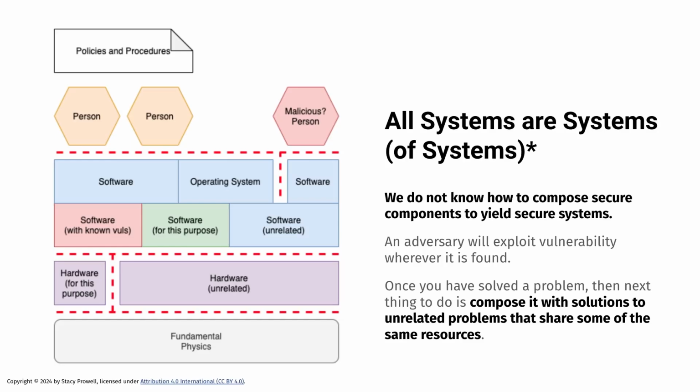So, in the world of programming, once you have a solved problem, the next thing you want to do is then compose that solution with the solutions to unrelated problems that share some of the same resources. That's really what you do. And we can think of that stack as what you see over here on the left. At the very bottom, fundamental physics, right? Electrical fields, light on fiber, so on. Just above that, we have some hardware that you'll need for the particular purpose of your application, and then probably a bunch of hardware that's unrelated to it, right?